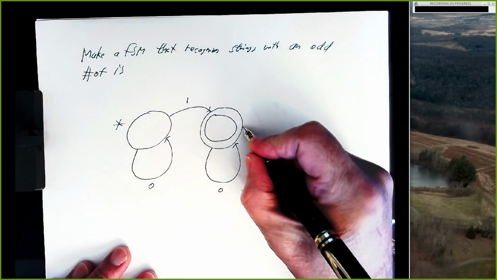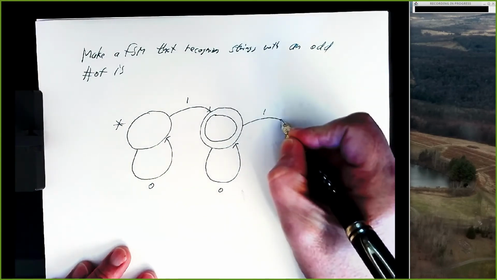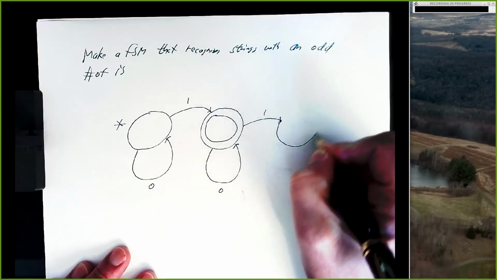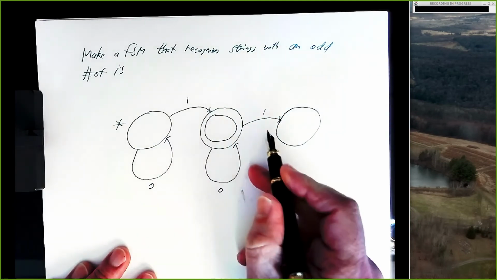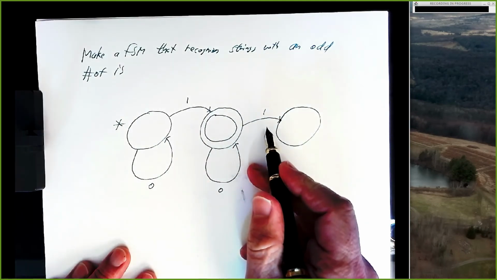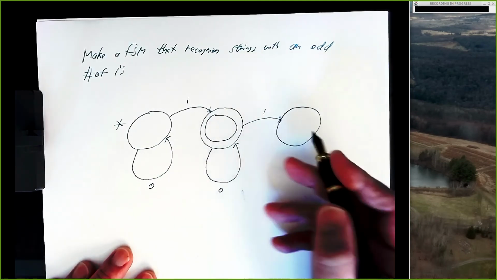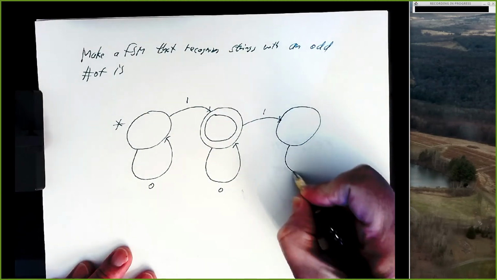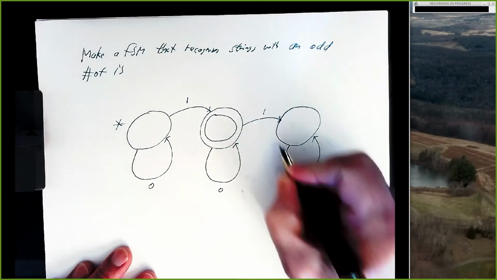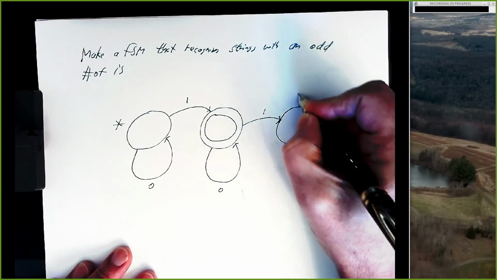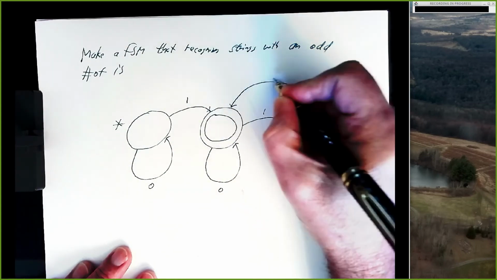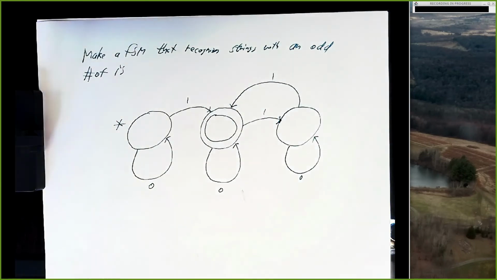But if we get another one, well, now we're in a state where we've gotten an even number of ones. And so this is not a recognized state. And if we get a bunch of zeros in here, that's not going to change anything. But if we get another one, that'll take us back to our recognized state.